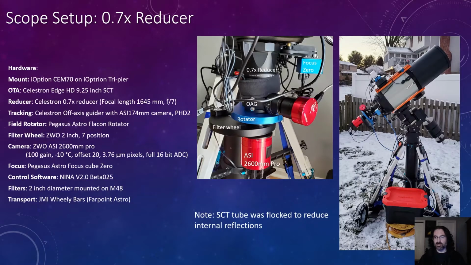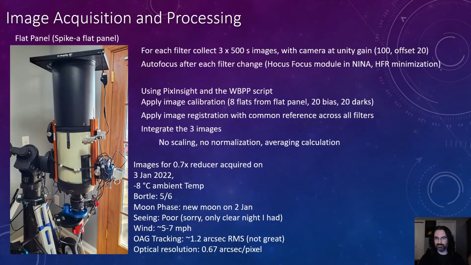For the first set of images that I'm going to analyze, I used the 0.7 reducer, the Celestron reducer in this case. For those of you that are interested in the details, you can pause the video here and read through all of the hardware that was used. To acquire these images, for each filter I collected 3 500-second images with the camera set to unity gain. I did an autofocus run after each filter change. To get flats, I used the Spike-A-Flat panel.